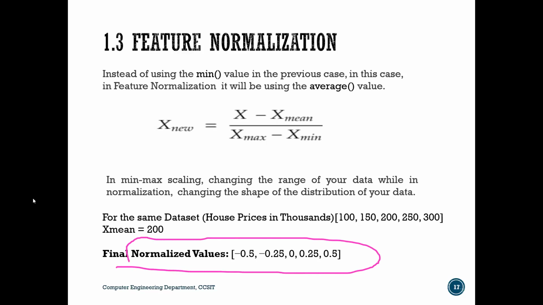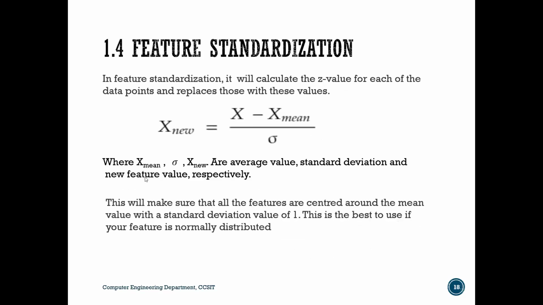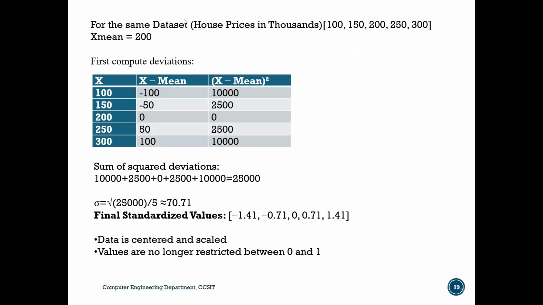Now, feature standardization. For standardization, we have this formula: x minus x mean divided by sigma. Okay, so we need to calculate the standard deviation here. And how will you calculate the standard deviation? Here I have shown how you calculate it.